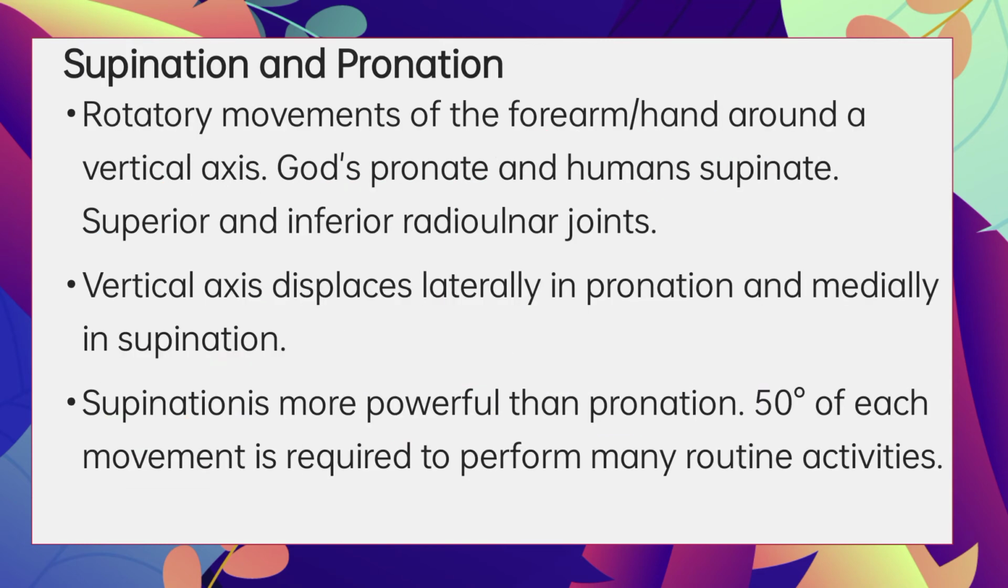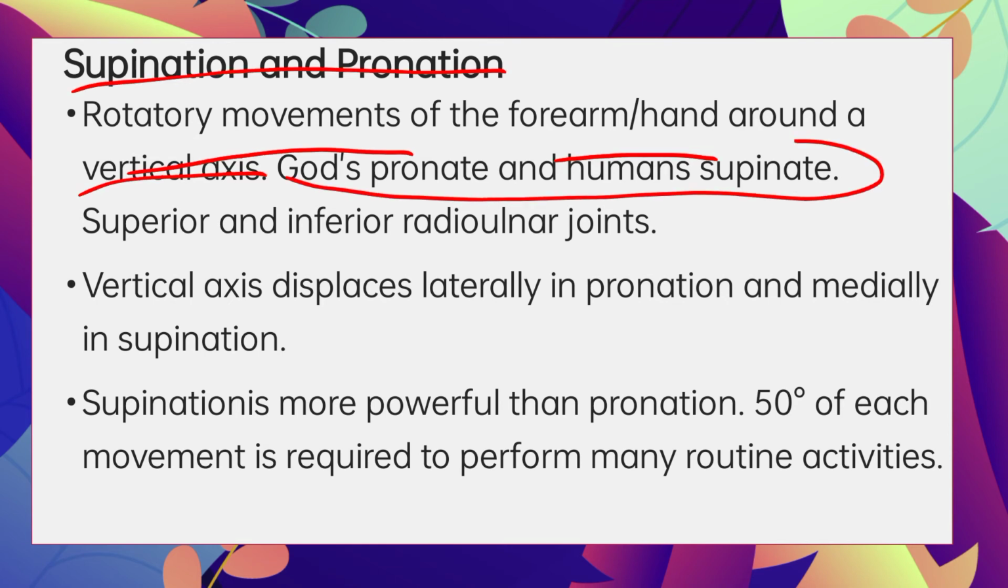Moving further now to supination and pronation. These are rotatory movements of the forearm. It is the rotatory movement of the forearm or hand around a vertical axis. Now see, God pronates to give us blessing and humans supinate to take the blessings from God. This is the best way to understand supination and pronation.